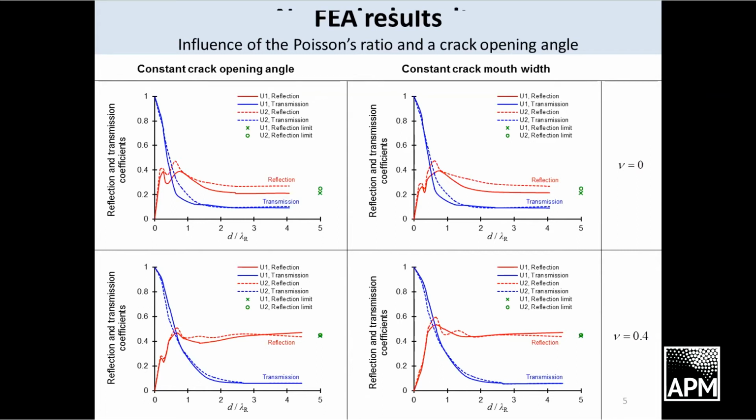These quantitative effects, as you can see in this slide, are of a moderate degree, and what is more important, no qualitative effects are observed. That's why one can quantify effects of other problem parameters using one particular value of the Poisson's ratio and one particular approach to crack definition.